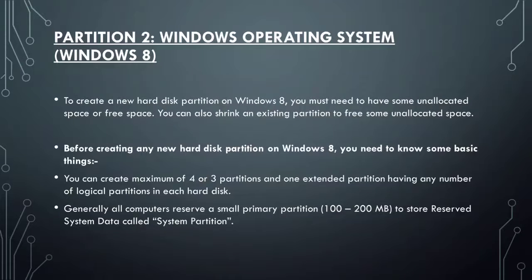Okay, the second part is about the Windows operating system, Windows 8. Before creating any new hard disk partition in Windows 8, we need to know that we can create a maximum of 4 primary partitions, or 3 partitions and one extended partition having any number of logical partitions, in each hard disk. And then generally all computers reserve a small primary partition which is about 100 to 200 MB to store reserved system data, called the system partition.